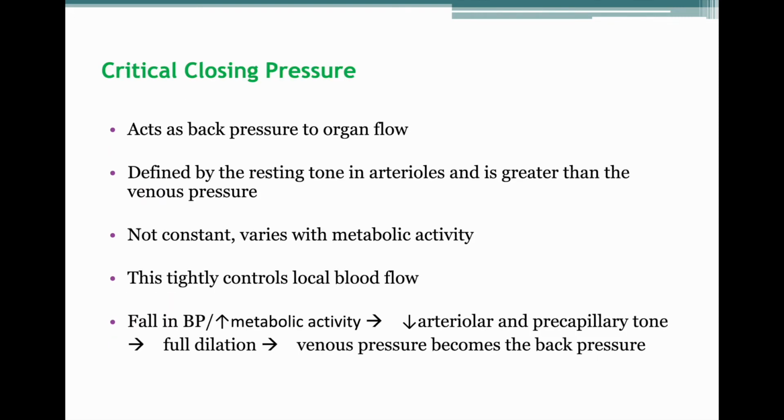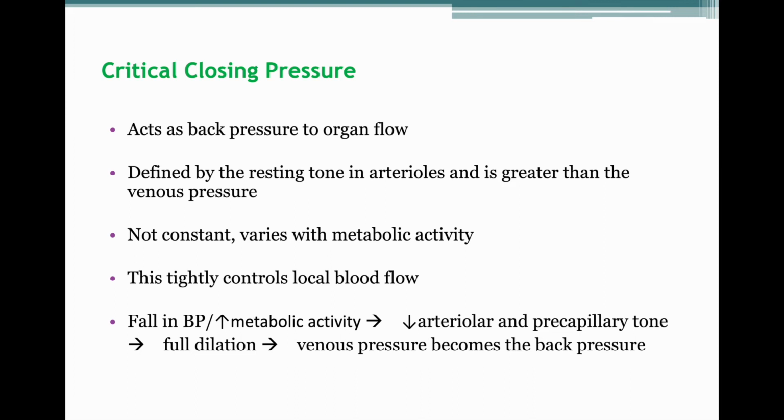Now what is critical closing pressure? As I told earlier, venous pressure if it is high, that will cause a back pressure to organ flow, okay. So the pressure at which this flow closes, that is called the critical closing pressure. It is defined with a resting tone in arterioles and is greater than the venous pressure, okay. So when the flow to the organ ceases, that is called the critical closing pressure. It is not constant and it varies with metabolic activity, okay. Suppose your metabolic activity is low, your critical closing pressure will be higher. So this tightly controls the local blood flow.